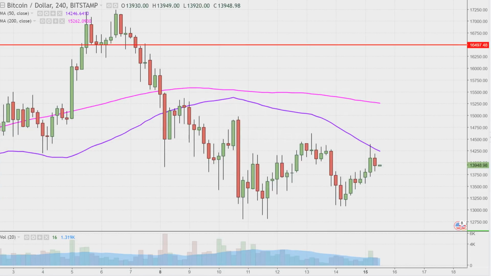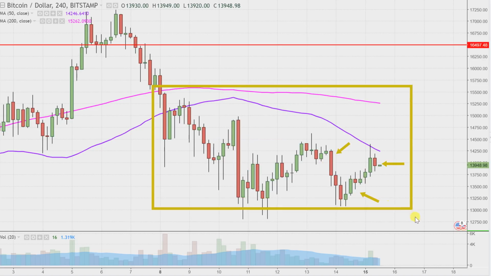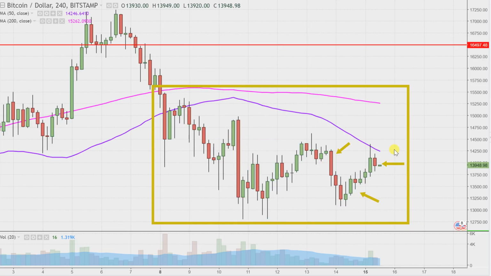Real quick, what do I mean by 4-hour, in case maybe you're new to charts? Instead of each one of these candlesticks here representing 1 day's worth of price action, which is what you would normally see, each one represents 4 hours worth of time. So while this here may look like a few weeks worth of time, it's actually just the past several days broken down into 4-hour time slices.